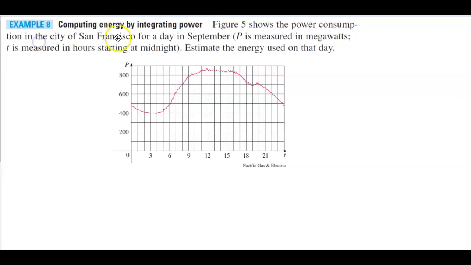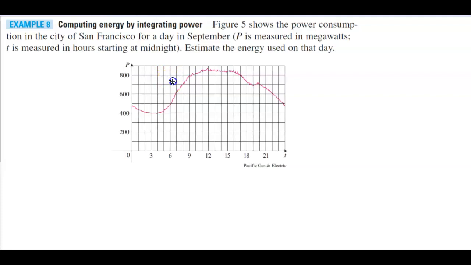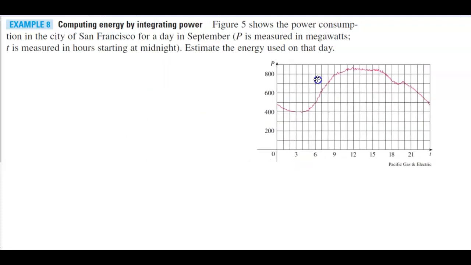Example 8, computing energy by integrating power. Figure 5 shows the power consumption in the city of San Francisco for a day in September. P is measured in megawatts, T is measured in hours starting at midnight. We want to be able to estimate the energy used on that day. Okay, so there is the graph.